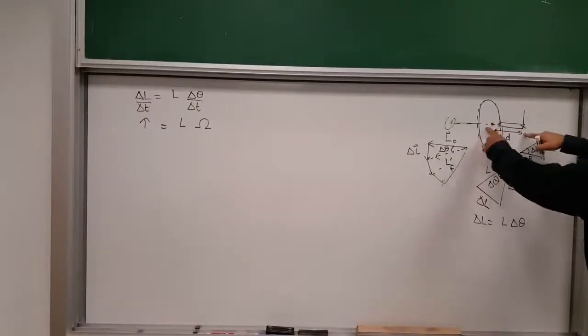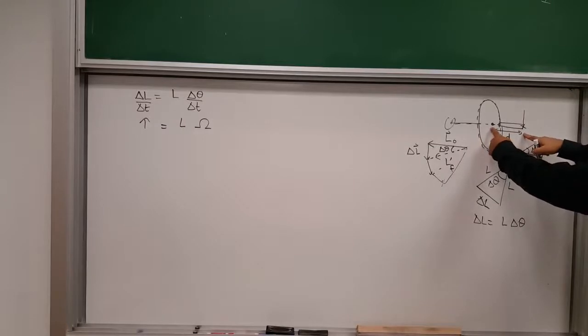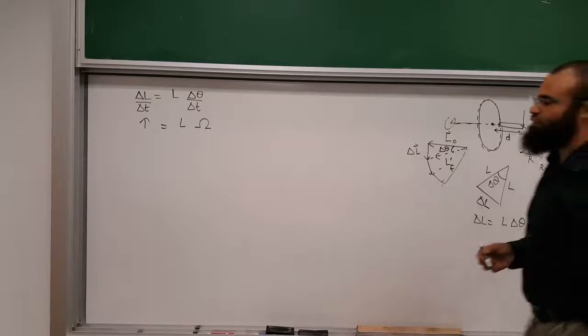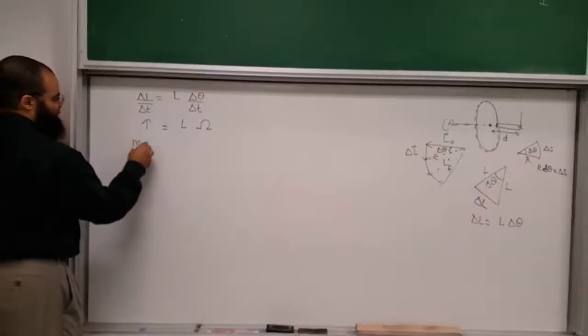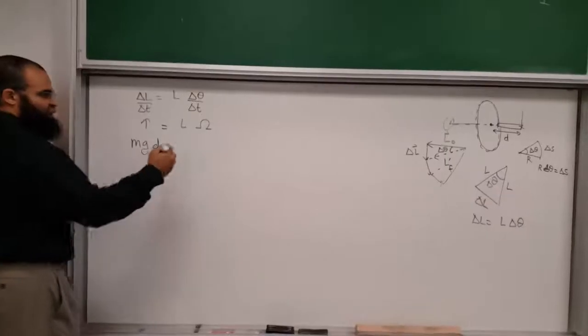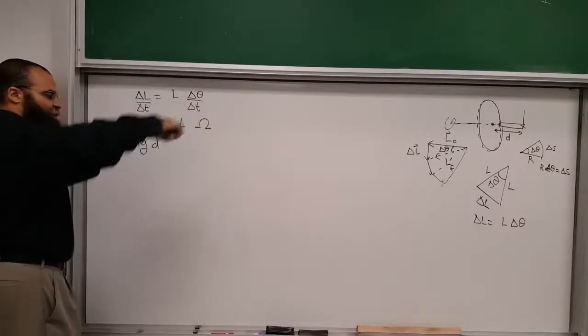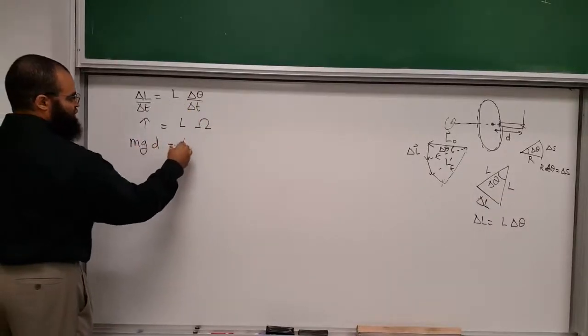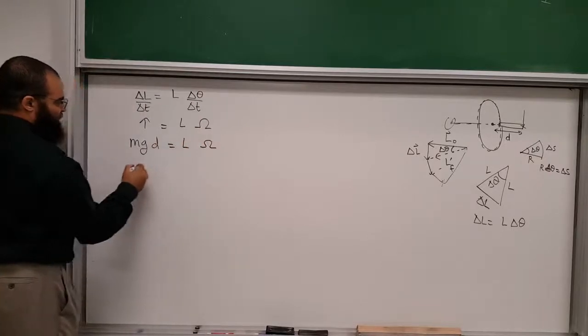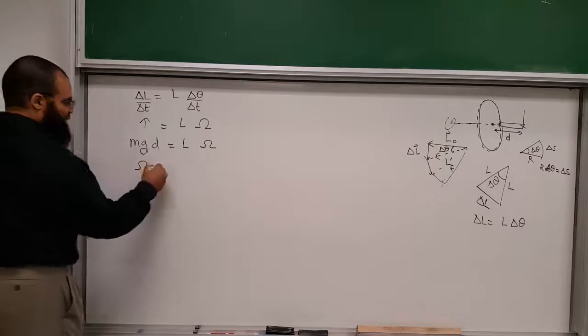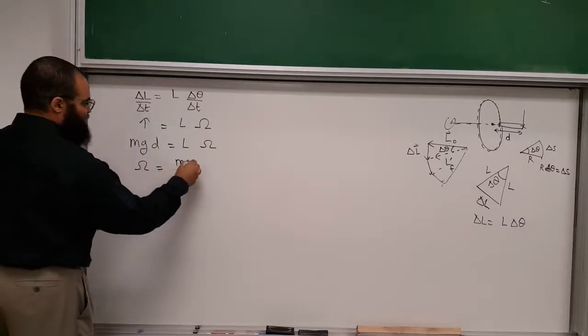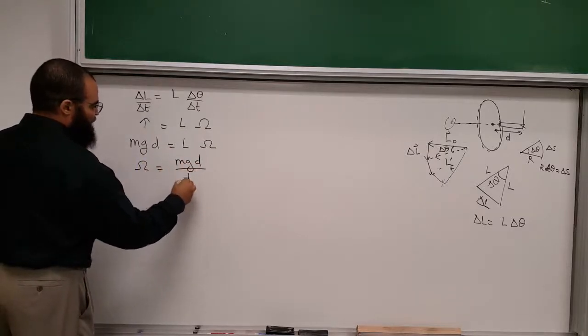So it's applying a torque about this point here, and that torque will be the force of gravity, which is mg times d. The angle is 90 degrees, so it's mg times d. So the torque will be the mass of the wheel times gravity times the distance from the center of mass of the wheel to the string I'm holding. And this equals L times omega. And therefore this omega, how quickly the wheel turns, will equal m g d divided by L.